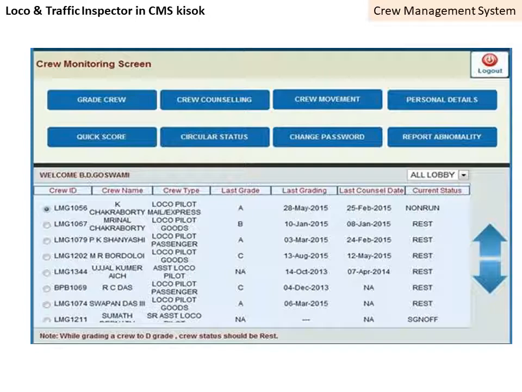The Chalakdal app is also there, and SMS is also there for movement of the crew. They can update the movement particulars of counseling or movement, and gradation of the crew can be directly done by using the kiosk or mobile. They can see the personal details, and by selection of these details they can be added and counseled. Here we can see the selection of the loco pilot, when he was last counseled, the last counseling date, and the current status, whether he is at present in rest or signing on or signing off. The status will be displayed here.